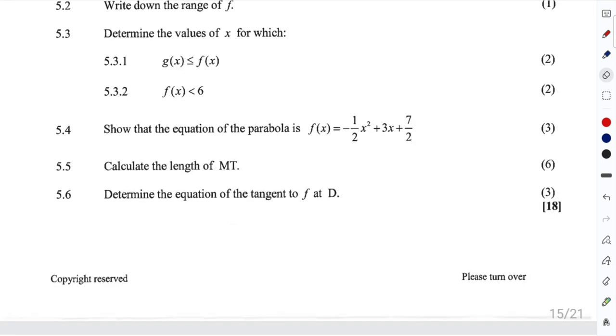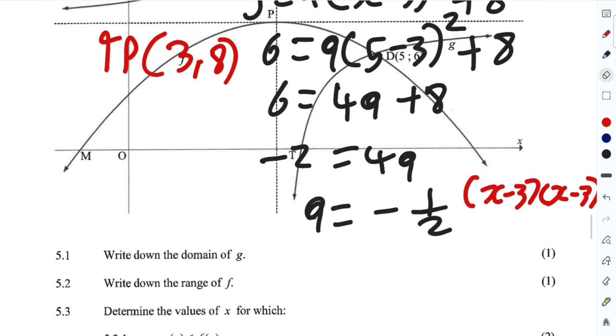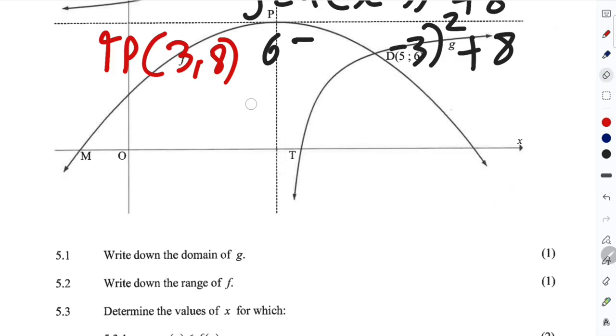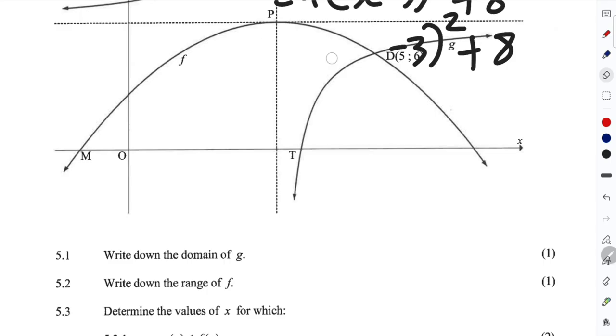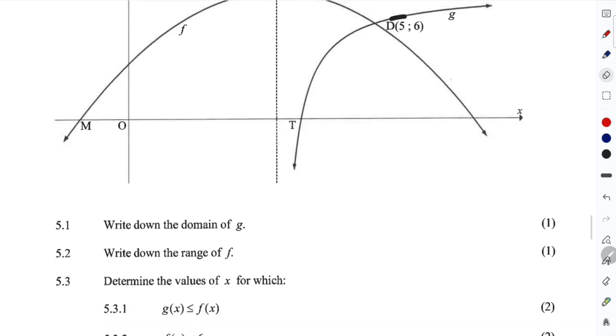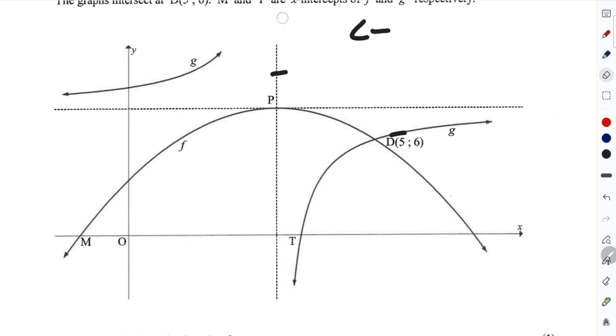Okay, now calculate the length of MT. If you look at this, M is your x-intercept for the parabola, and T is your x-intercept for the hyperbola. So we need the distance between them. That means we need to find the x-intercept for both of them. We can start with the hyperbola.